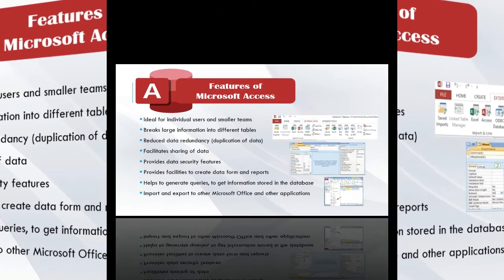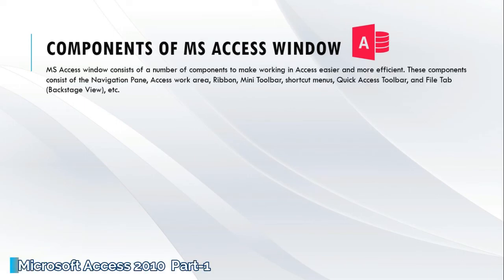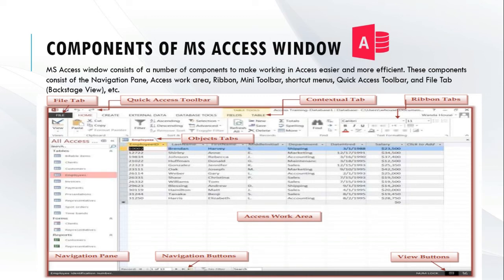Now let's see the components of the MS Access window. The MS Access window consists of a number of components to make working in MS Access easier and more efficient. These components include the File tab, Quick Access toolbar, Contextual tab, Ribbon tab, Object tabs, Navigation pane, Navigation buttons, Access work area, and the View buttons. You can see in this picture all the components have been highlighted. Now we'll see all these components one by one.